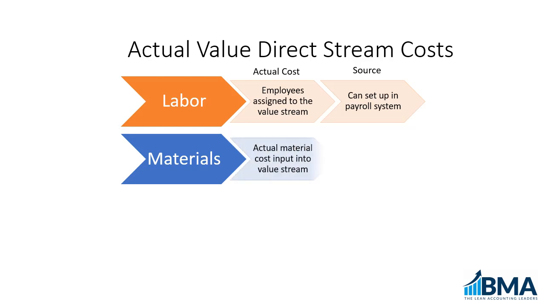Your material cost. It's the actual material cost input into the value stream, and it's usually based on the amount of items purchased or issued. Now, for accounting and finance people, this is different than cost of goods sold. But again, we're looking at actual material cost. Why do we want to understand what's coming into the value stream? That's because any material that comes into a value stream, there's three outcomes.